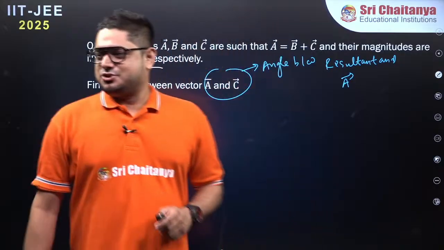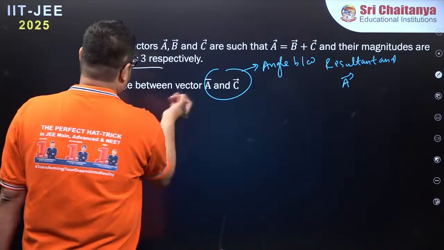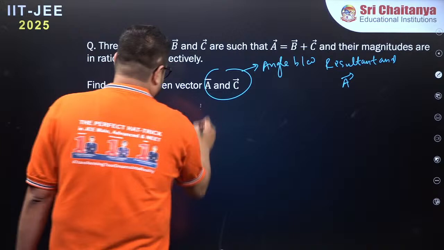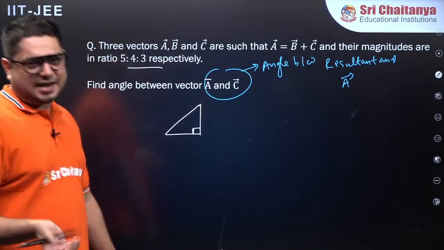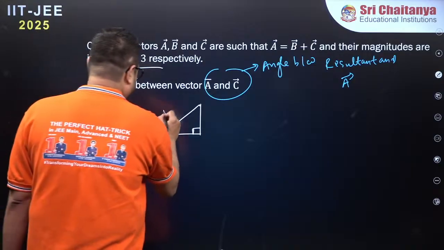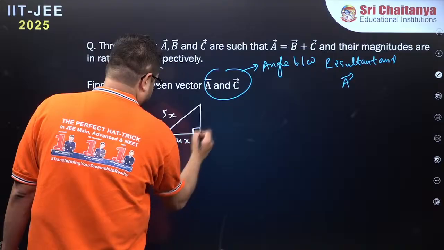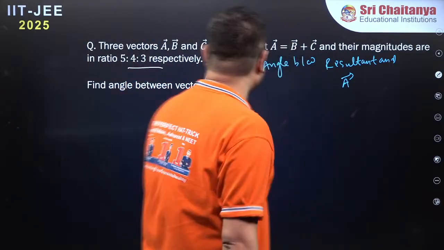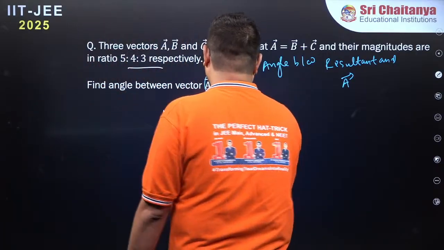So now what I will be saying over here is A and C. You know that 5, 4, 3, the best way of representing it is in the form of a right angle triangle, isn't it? Where 5 has to be the hypotenuse, isn't it? 5x, let's say, this is going to be 4x and this is going to be 3x. I hope it's clear. So from there itself, I can find out that C is the resultant in between.